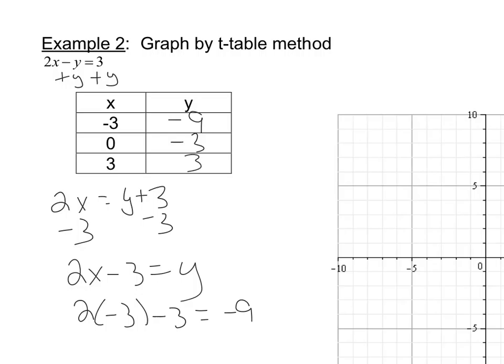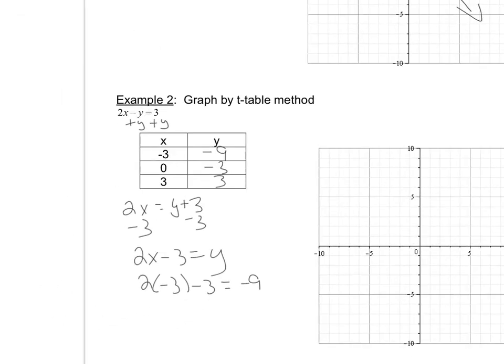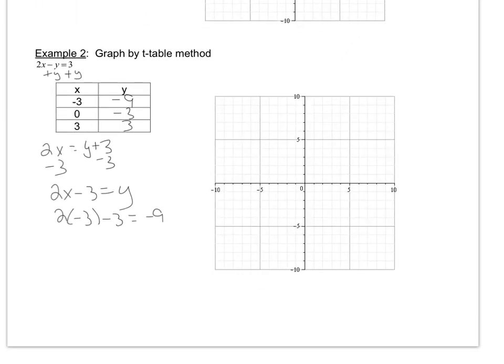So again, what we need to do is graph these points. So we graph -3, -9, 0, -3, and 3, 3. So hopefully this is refreshing and we're all remembering how to plug in values and graph lines. Okay, let's take a look at the next.